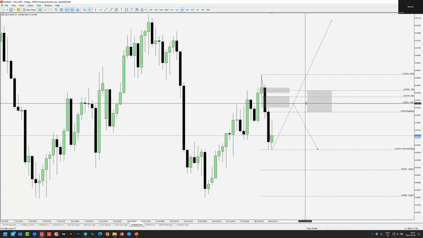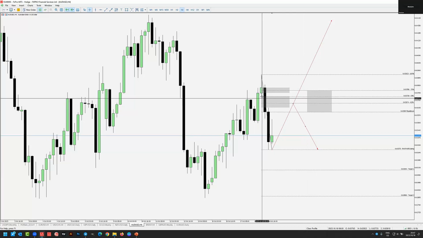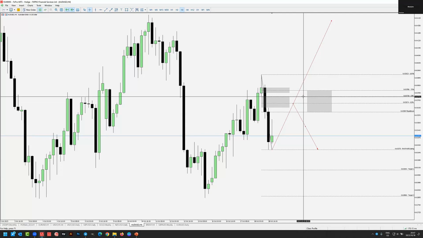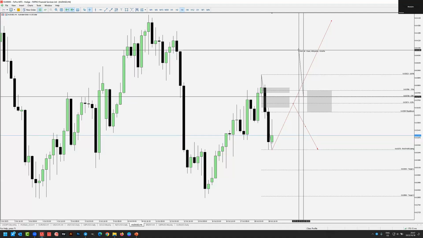Let's say you are entering when price filled this fair value gap. Price filled the fair value gap right here. From there to here is about 19 pips to the 100% retracement level. Then we add another 15 to 20 pips, so we're just going to say 40 pips. That's where you put your stop loss.